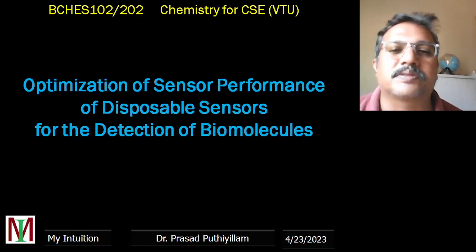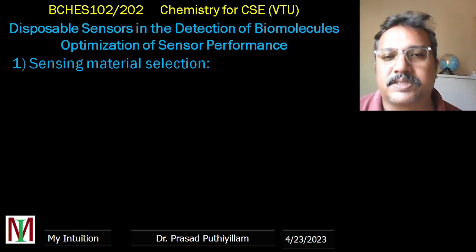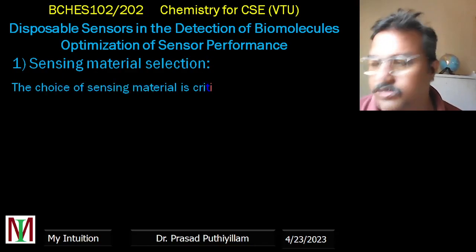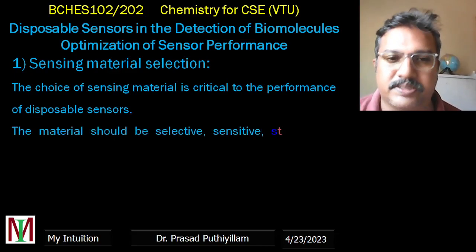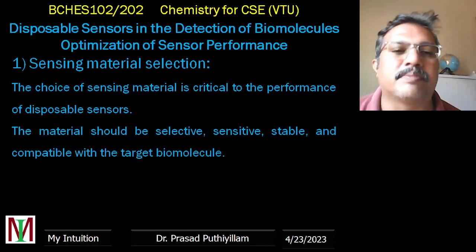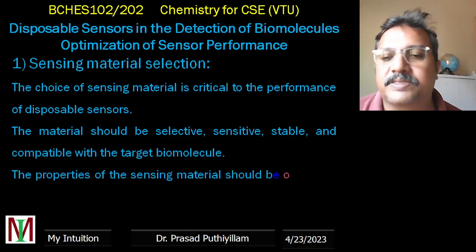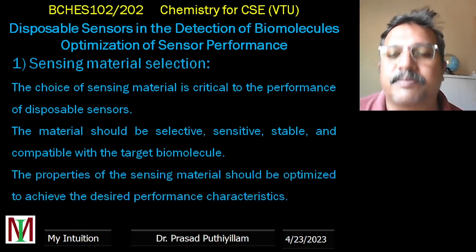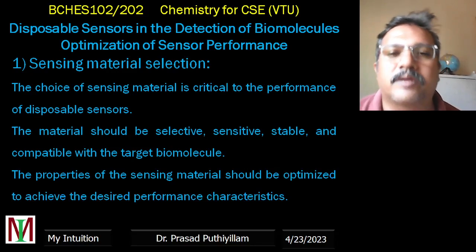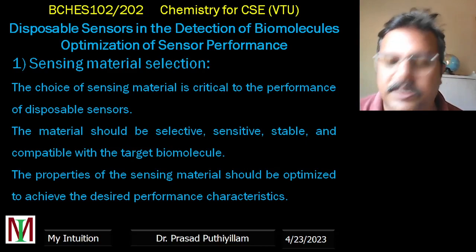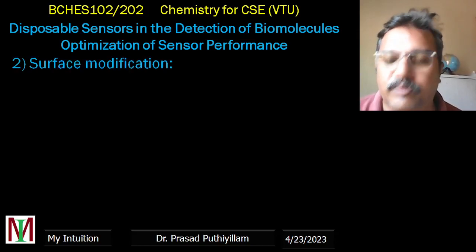Optimization of sensor performance of disposable sensors for the detection of biomolecules. Optimization, sensing material selection: the choice of the sensing material is very critical for the performance of the disposable sensor. It should be selective, sensitive, stable, and compatible with the target biomolecule. The properties of the sensing material should be optimized to achieve the desired performance characteristics. Generally, how to do that is not mentioned here, but it is a very important criterion that the material has to be selected according to the biomaterial that we want to detect.